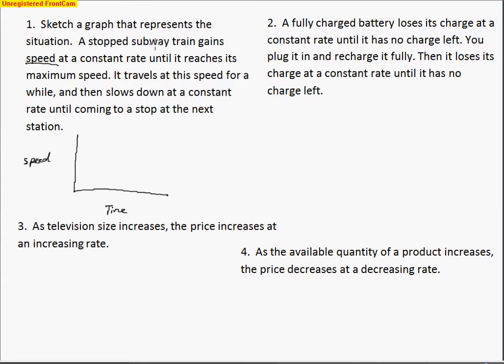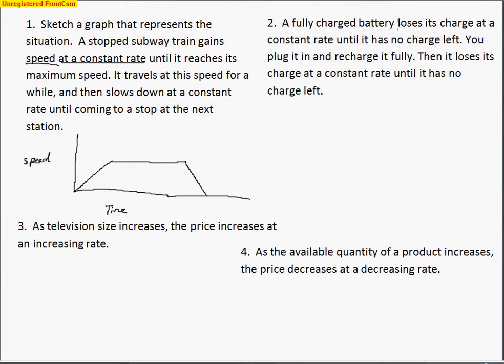So a stopped subway train gains speed at a constant rate. Okay, so constant rate means it's going to be going uphill. So we're getting faster as we're going at a constant rate until it reaches its maximum speed. It travels at this maximum speed for a while. Okay, so it's traveling for a while at the maximum speed, and then it slows down at a constant rate and comes to a stop at the next station. So it slows down at a constant rate. This means it needs to be a line that continues on, and so it stops at that spot. So look at the next one.